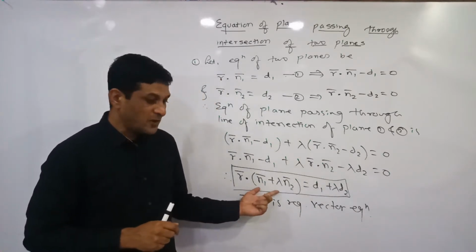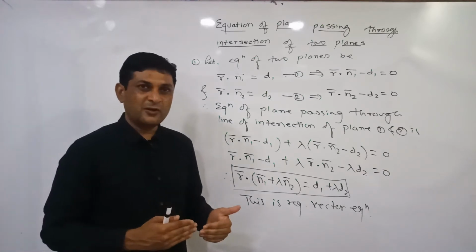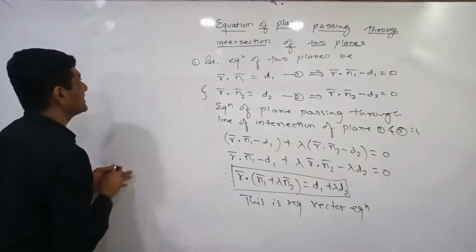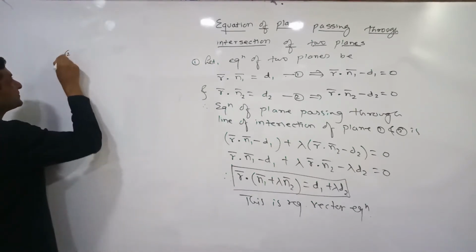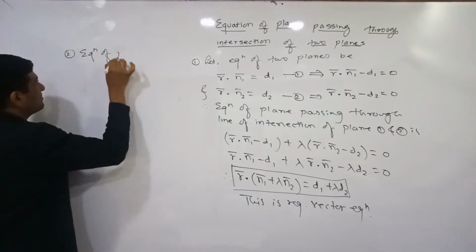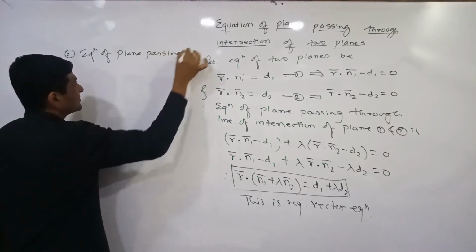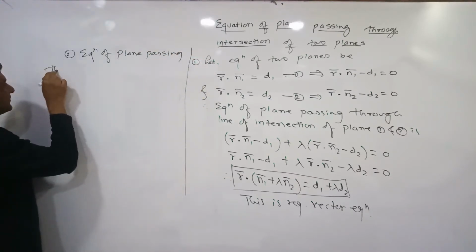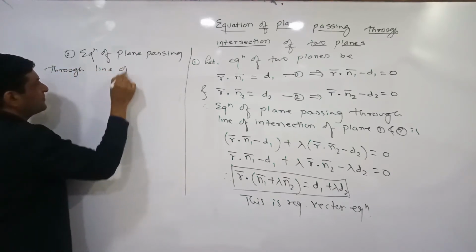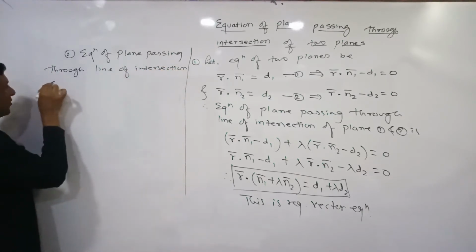So now here we have got the vector equation of the plane. Now we are trying to find the Cartesian equation of the plane passing through the intersection of two planes. So here let us consider two planes in Cartesian form. So we can say that the equation of the plane passing through the line of intersection of planes.